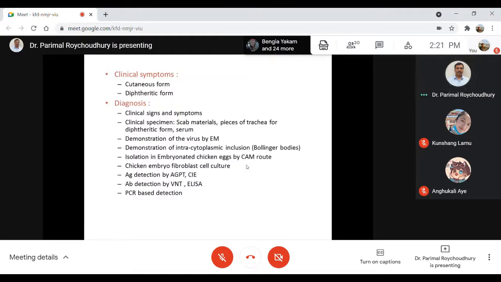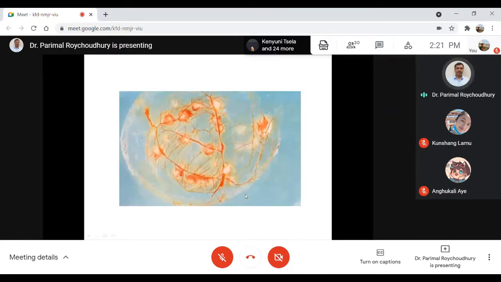And at the same time, we can isolate in chicken embryo fibroblast cell culture, and use the common diagnostic tests, including the AGPT, the simplest test for virus detection. So PCR-based methods have become a very easy method for rapid and accurate detection of pox virus. However, for molecular epidemiological purposes, we can further compare the gene sequence of the viruses to get a clear idea about the different types and genotypes of virus circulating in a particular area.